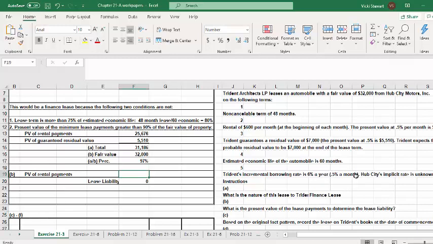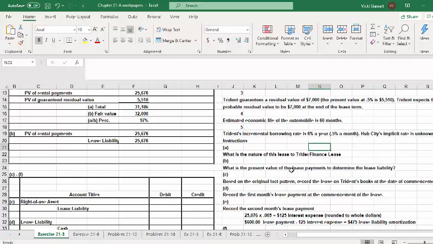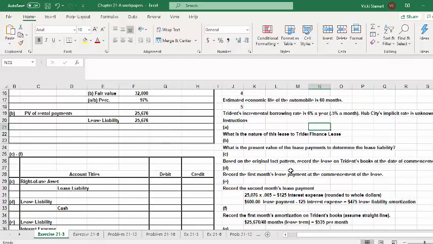The B portion states: what is the present value of the lease payments to determine the lease liability? Well, again, the problem gave us the present value of the lease payments, which is $25,676. Because Trident believes that the automobile will be worth at least the $7,000 guaranteed residual value, they would not be required to include that present value or any portion of it in the lease liability.